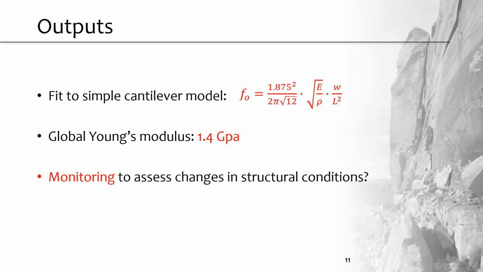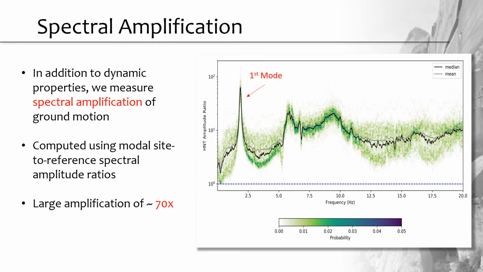For one, as part of our comparing between the COMSOL modeling and the field results, we were able to determine the global Young's modulus of the rock column, which was about 1.4 gigapascals, which is a really valuable mechanical property to know. In addition, we can potentially monitor these resonant modes to assess changes in the structural conditions of the rock column.